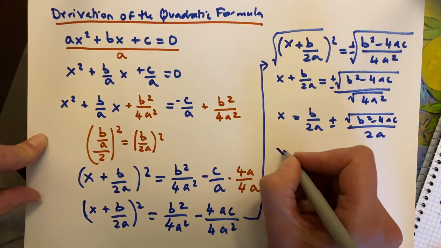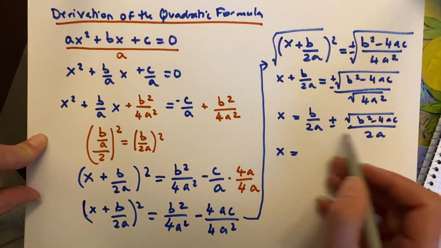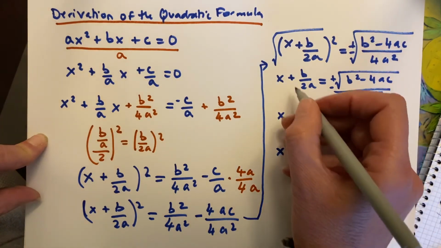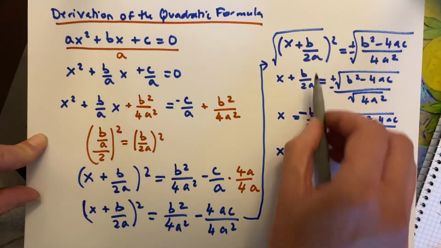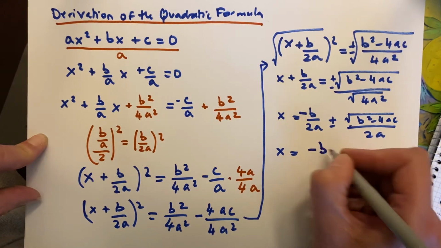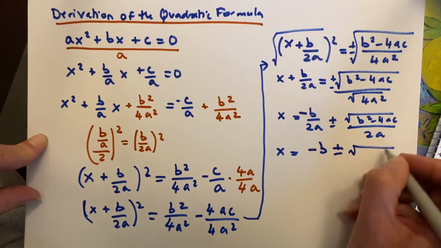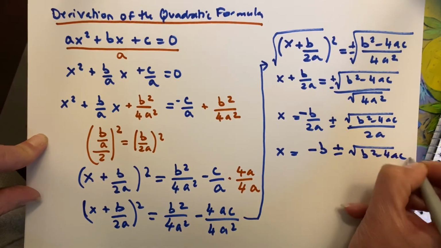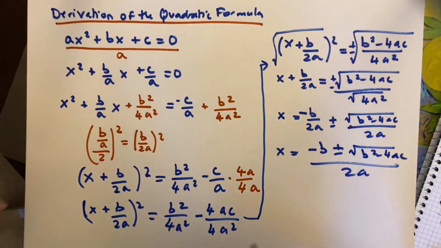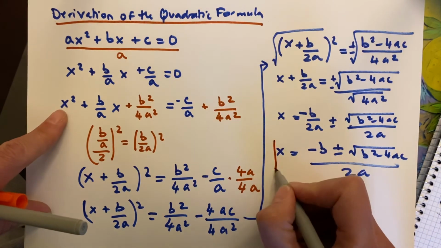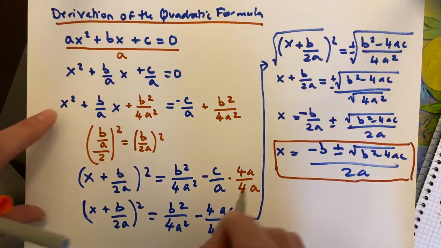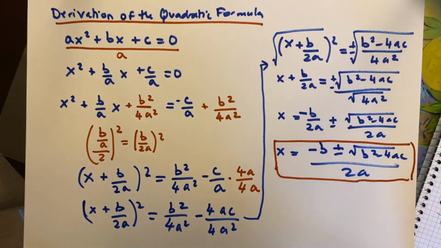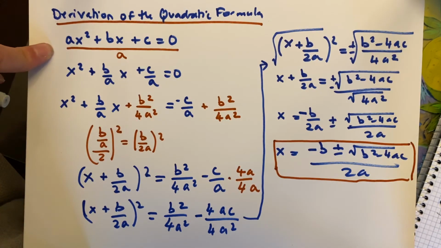Finally, I now have x equals, now these are the same denominator, so I can add them together. Oh, and I moved it over, sorry, I should have said once I move this over to this side, I'm subtracting b over 2a, so it should be negative. Negative b plus or minus the square root of b squared minus 4ac over 2a. And you can see that you have the quadratic formula, which comes from simply completing the square of the quadratic equation.